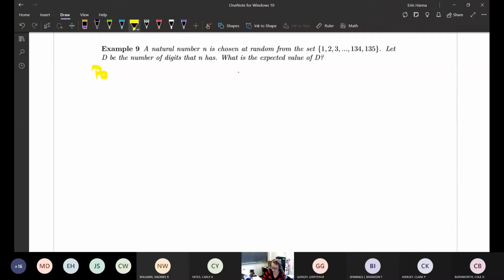So the possible number of digits. You can either have a 1-digit number, a 2-digit number, or a 3-digit number. Those are your choices. So now we have to figure out the probability of getting that many digits.